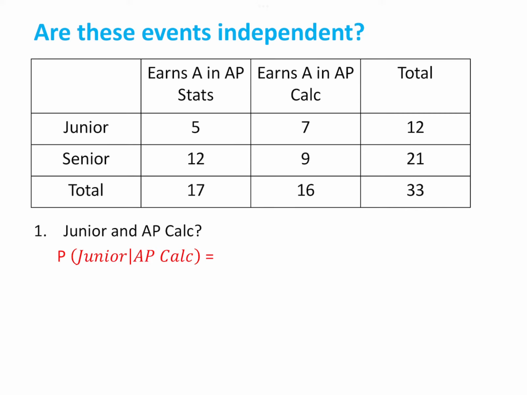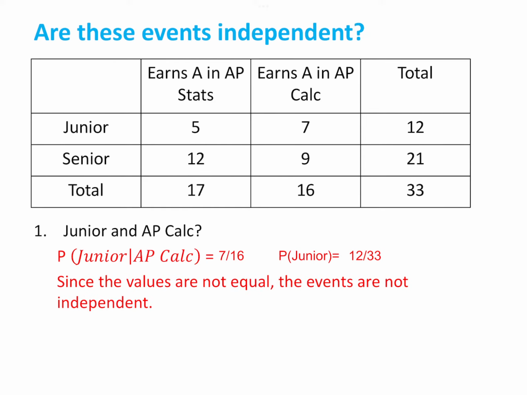So for junior and AP Calc, it doesn't matter which event you let be what. I'm going to do junior and AP Calc. So junior and AP Calc would be 7 out of 16. I need to know if that's the same as the probability of junior. The probability of being a junior is 12 out of 33. If you change those to decimals, you can see that they are not the same. They're not equal, so the events are not independent. Make sure you understand where the probabilities are coming from, and let me know if you have questions.